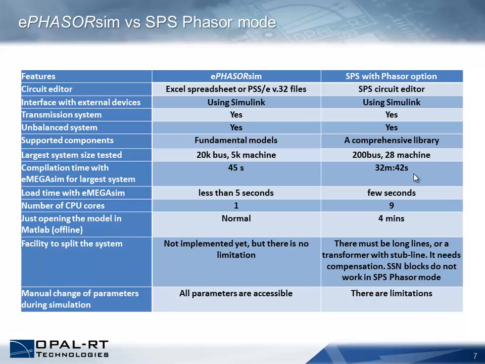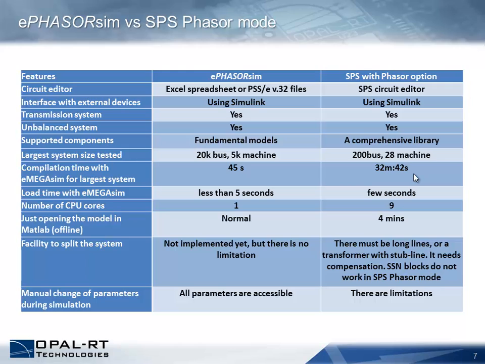We have tested 20,000 buses with a 10 millisecond time step in real time. That's one of the largest systems we have tried, and we have not tried more just because we did not have a bigger one. But potentially we could go even bigger. Whereas with SPS Phasor, we were able to only go up to 200 buses before it started becoming hard to manage. It takes 45 seconds to compile this big model over here, whereas this model here took 32 minutes to compile in RT-LAB. Loading is also very fast.